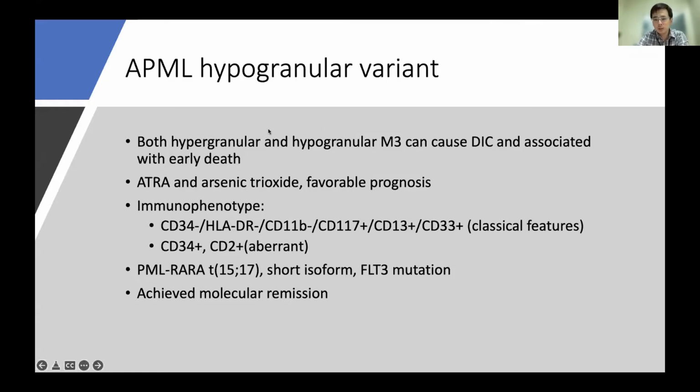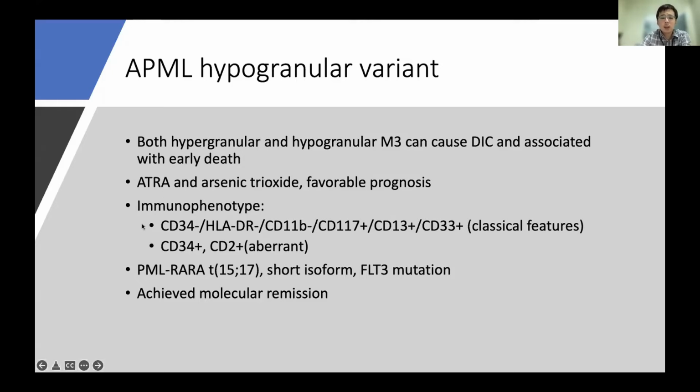So this case should not be very difficult for a haematopathologist. We still see the hypogranular or microgranular variant of APML quite often. Both the hypergranular and microgranular variants of APML can cause DIC, and this was usually the associated cause of early death before the discovery of ATRA and arsenic trioxide in treating APML. So before ATRA, APML had a very bad prognosis due to the complication of DIC. However, after the introduction of ATRA, APML patients have a very good prognosis.